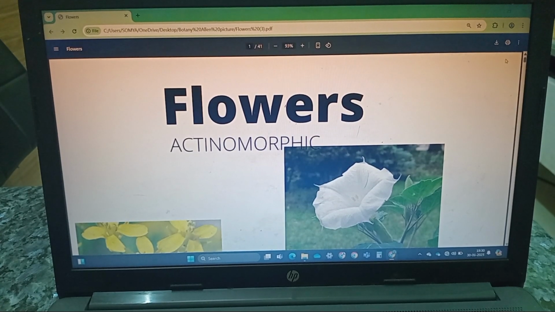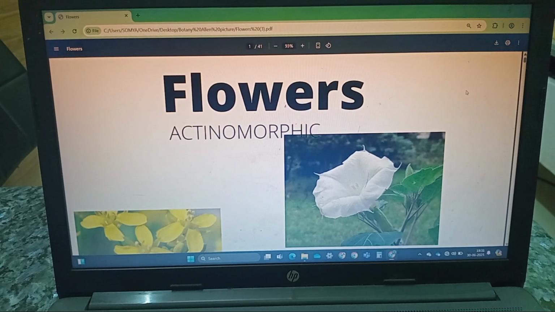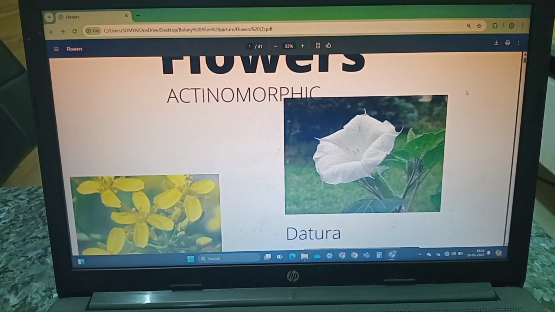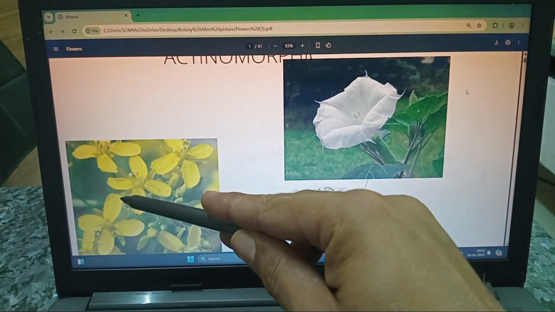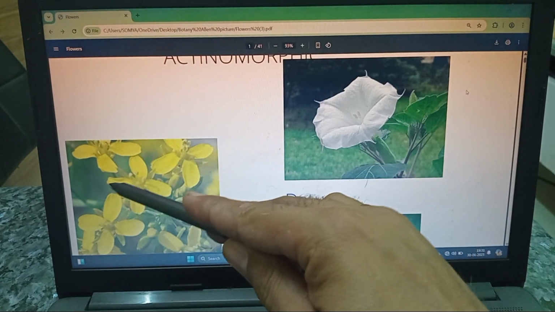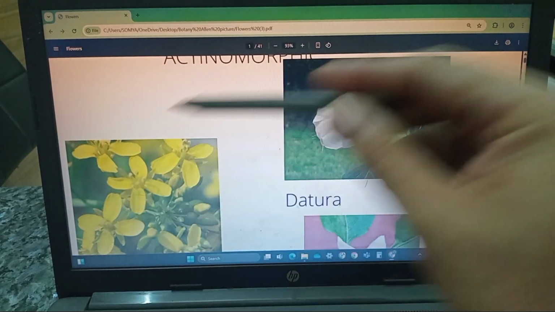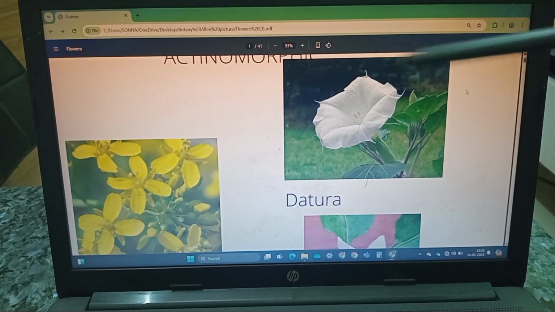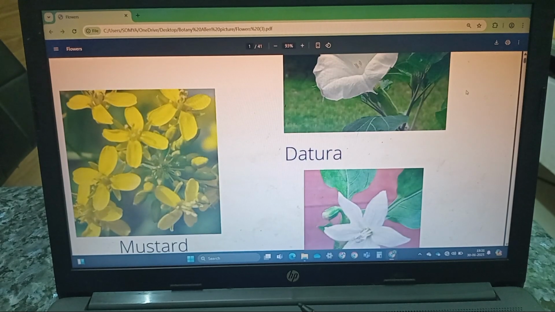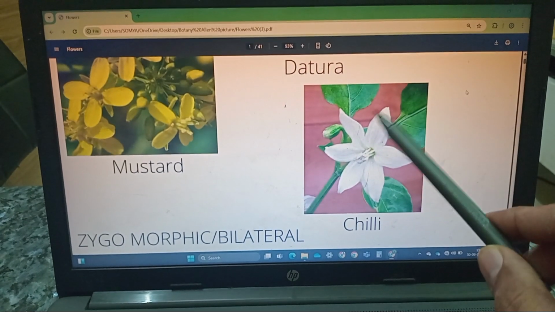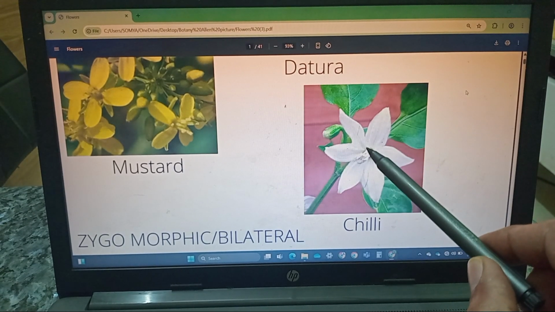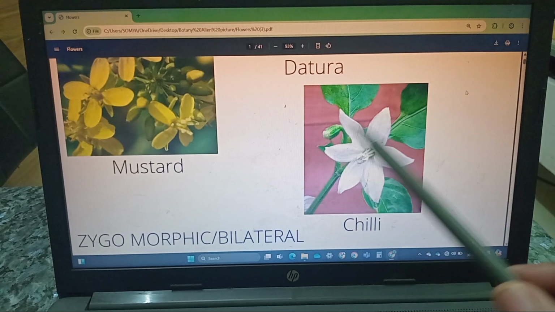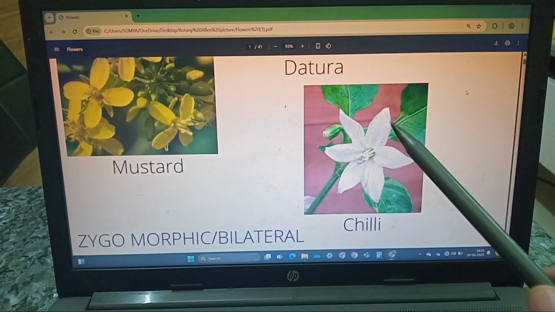Here we're seeing some of these solitary flowers. This is about the symmetry of the flower. Here we're seeing the flower of the mustard. It is actinomorphic, that is, any line can divide it into two equal halves. Like this is the flower of the Thevetia. This is the flower of chili. So in all these cases, these are actinomorphic flowers. Mustard, Thevetia and chili are examples of actinomorphic flowers.